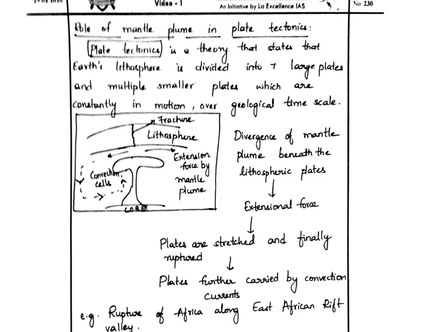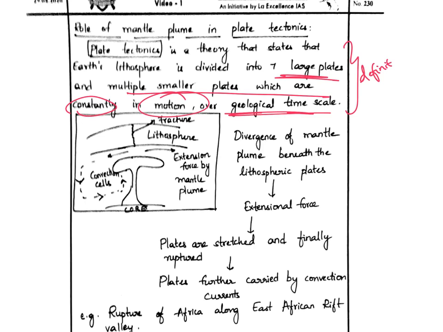He is writing role of mantle plume in plate tectonics. Plate tectonics is a theory that states that Earth's lithosphere is divided into 7 large plates and multiple smaller plates which are constantly in motion over geological time scale. So he is just defining what plate tectonics is. Okay, Earth's lithosphere. I hope you all know what lithosphere means. Lithosphere is Earth's crust and superiormost part of the mantle, okay, which is in solid state. Both these are in solid state.